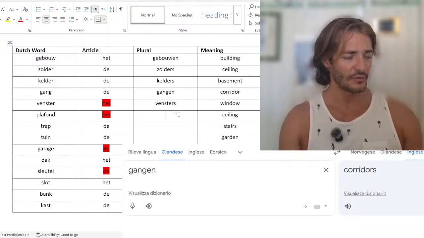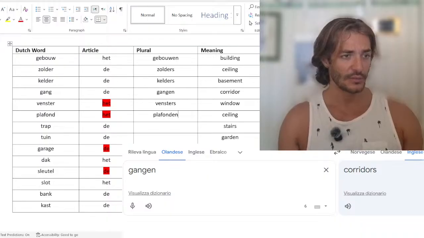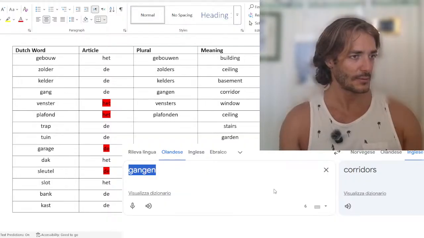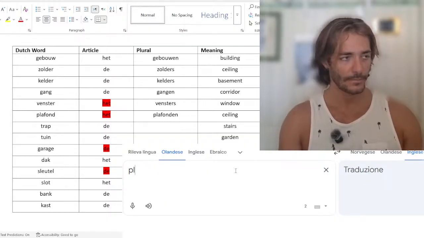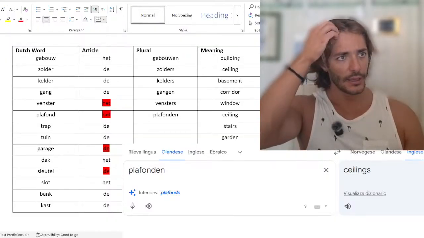Het plafond. This one ends with OND, could be plafonden. But let's check it. The ceilings. Yeah, good. I hope everything is working here. Good.